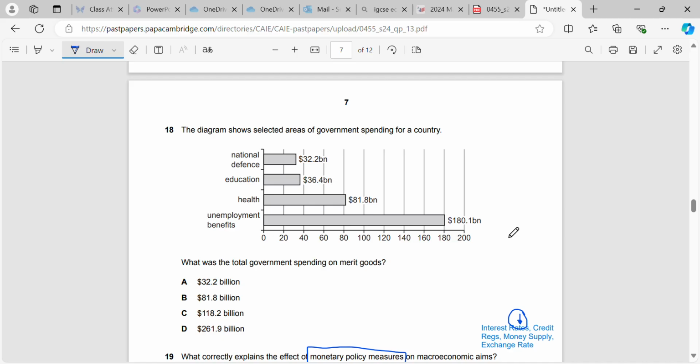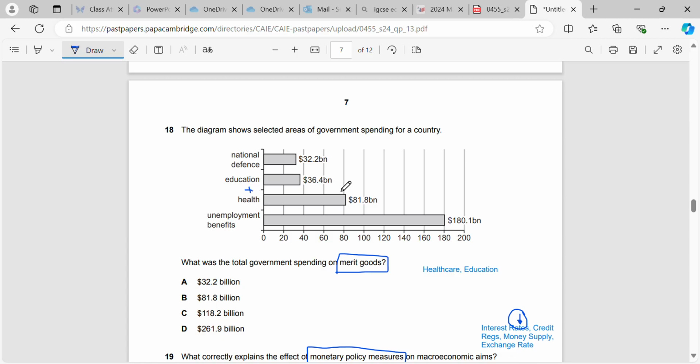Okay, question 18. The diagram shows selected areas of government spending for a country. What was the total government spending on merit goods? So the first thing we need to identify, what are merit goods? Merit goods that are given in IGCSE Econ: healthcare and education, they're two merit goods, because merit goods are goods that are good for us. They generate external benefits, they're positive for society. So all we have to do to get the answer here is we have to add up education and healthcare.